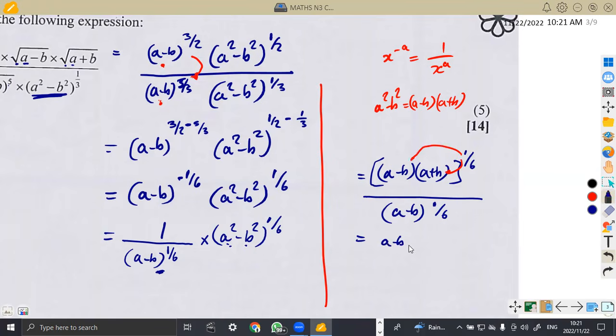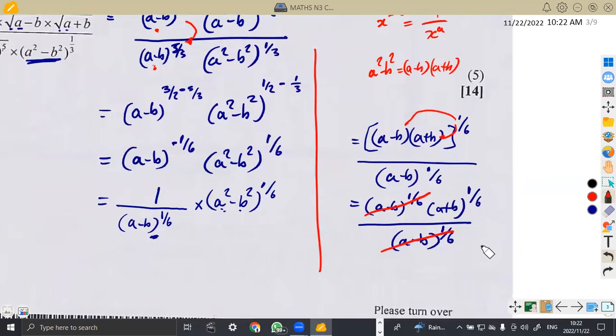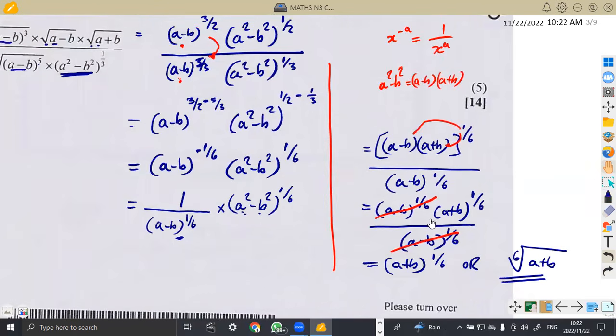So we're going to have (a minus b) to the exponent of 1 over 6, (a plus b) to the exponent of 1 over 6, over (a minus b) to the exponent of 1 over 6, which can cancel: a minus b, they are the same. So at the end, your answer was going to be (a plus b) to the exponent of 1 over 6, or you can write it as the sixth root of a plus b, like that. That was another option for writing your answer.